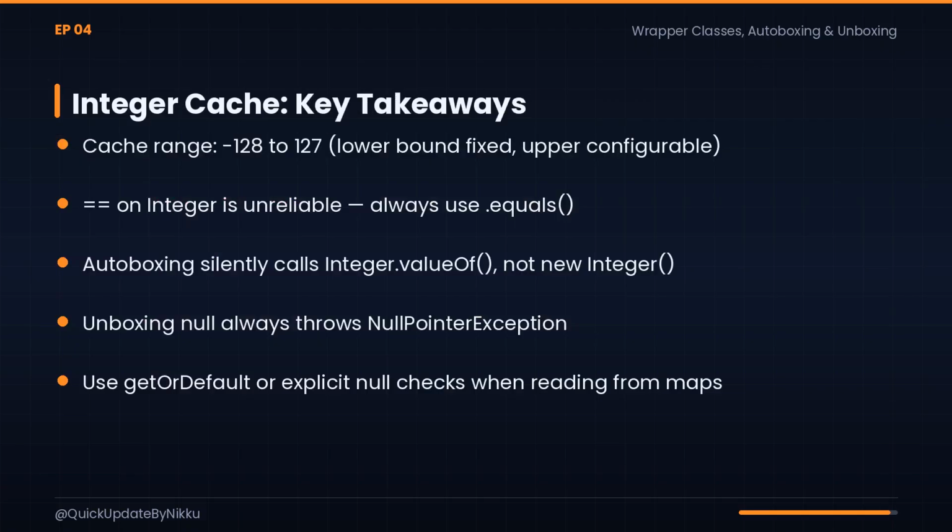These are the rules that matter in production code. Never use == to compare Integer objects unless you have verified the values are within the cache range, and even then, it is a code smell that will confuse the next developer. Always use equals. Always guard against null before unboxing. And when you see that strange identity behavior in a test or interview question, you now know exactly which mechanism is responsible.